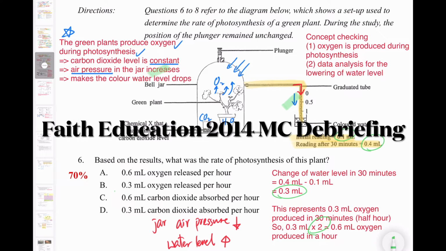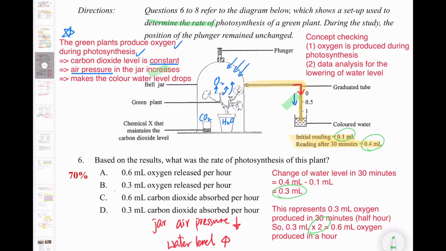So let's take a look at question 6 to 8. It's talking about this experiment used to determine the rate of photosynthesis of a green plant. So the whole question is checking the first concept, oxygen is produced during photosynthesis. And also for this experiment, we need to analyze the data we got.